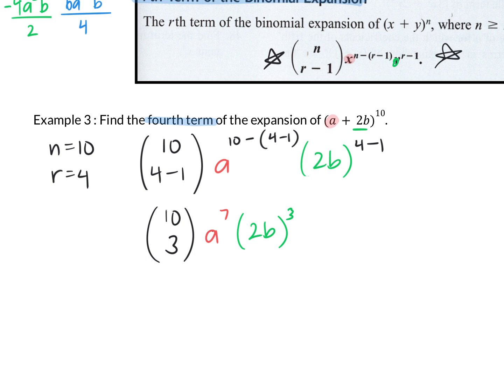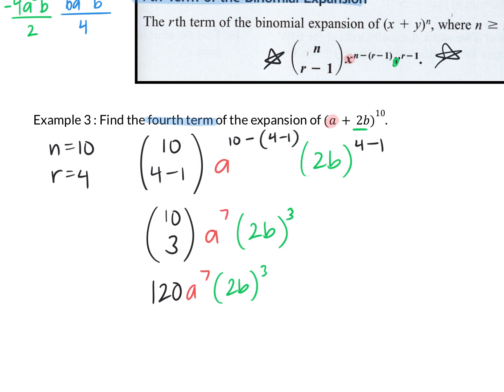So 10 choose 3, what's that? Plug that in your calculator, what do you get? Well, if we really wanted to, you could look on the 10th row of Pascal's triangle in the 3rd position. It would give you that number. 120. So 120 times a to the 7th times 2b to the 3rd.